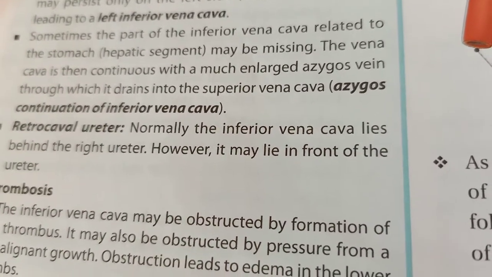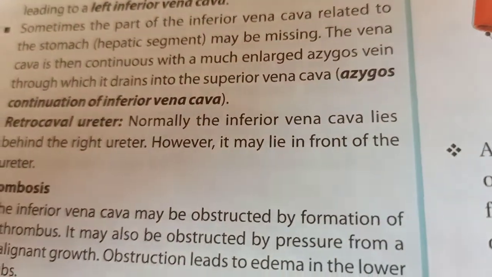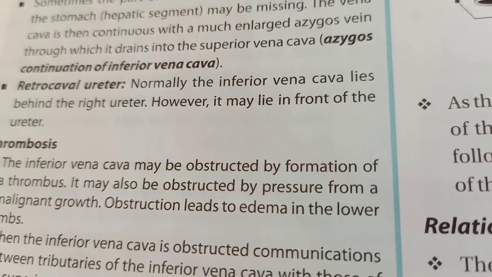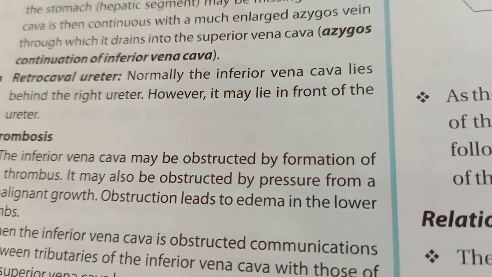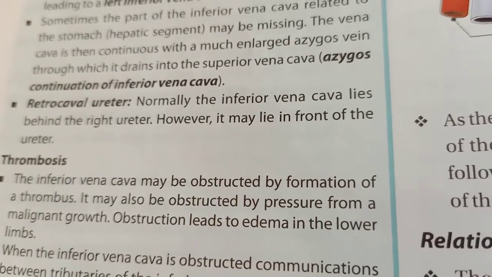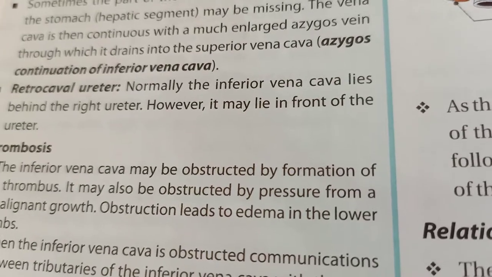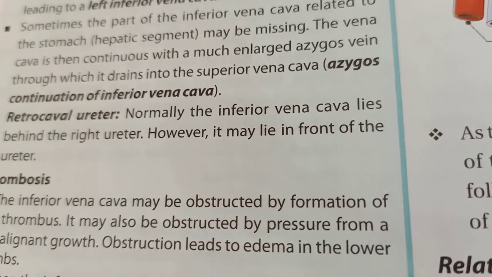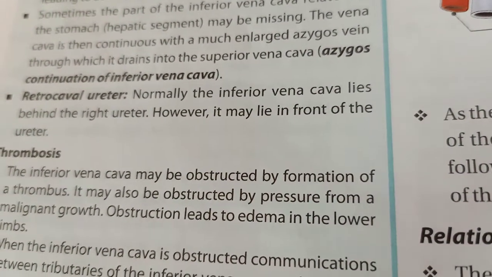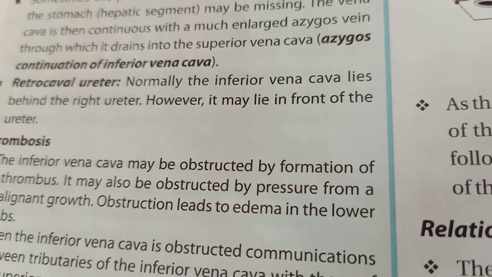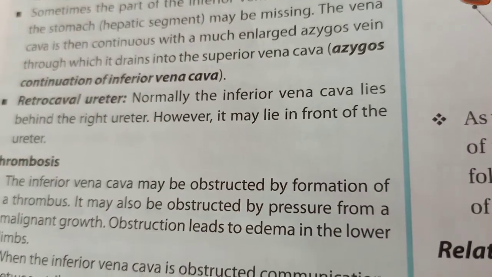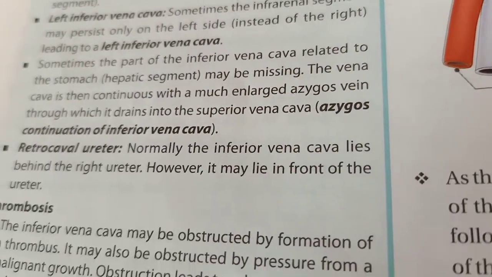Now, retrocaval ureter. Normally the inferior vena cava is behind the right ureter, but it may lie in front of the ureter. If it is lying in front of the ureter, it is known as retrocaval ureter. So normally the IVC lies behind the right ureter, but whenever it lies in front of the right ureter, it is known as retrocaval ureter.